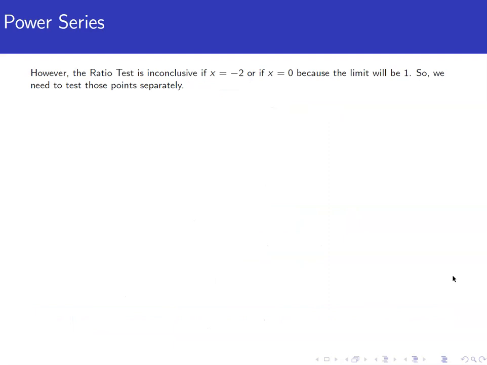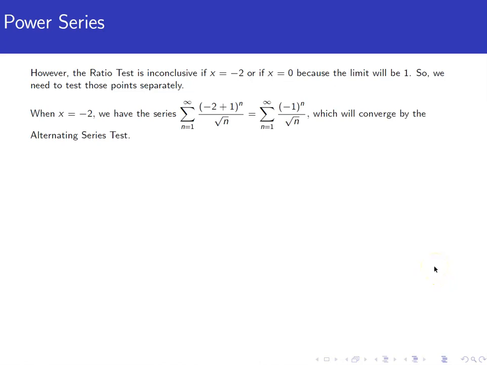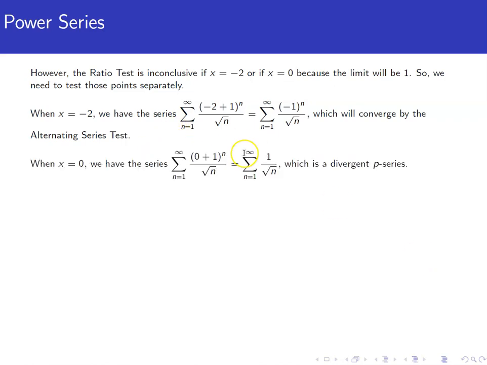Now, if we actually plug in 0 or plug in -2, the limit is 1, so the ratio test is inconclusive. And this happens in a lot of problems. If you get a radius of convergence that's bigger than 0 but less than infinity, we're going to have endpoints that we'll have to check. So if we put in -2 for x, we get (-1)^n over root n. That's an alternating series. The terms go to 0 and they decrease all the time. So we get a convergent alternating series.